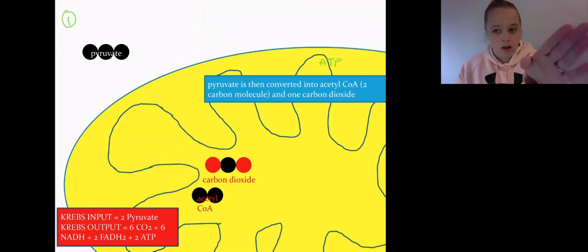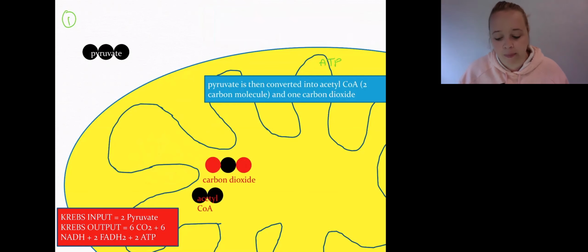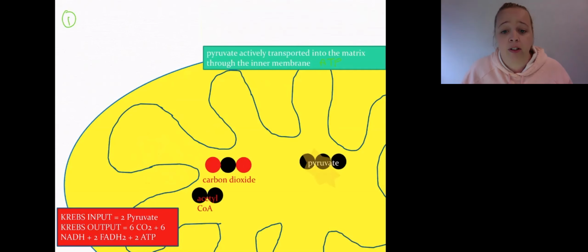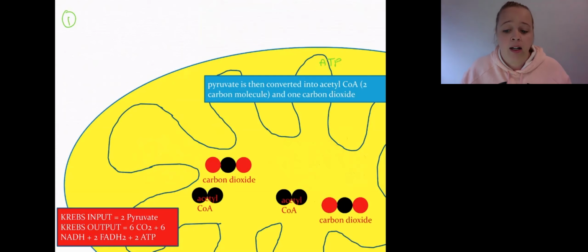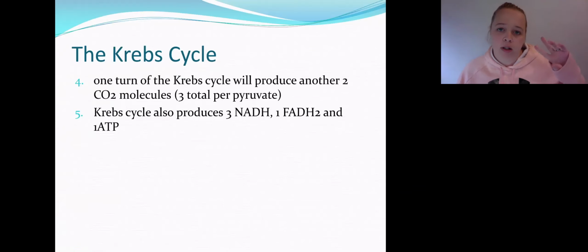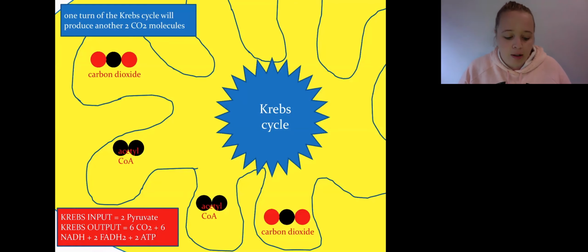But what can you notice over here? We've still got, up in the top left-hand corner, some pyruvate. So it's going to happen again. The pyruvate's going to diffuse through the outer membrane, get actively transported through the inner membrane, and get converted into acetyl-CoA and a carbon dioxide. Okay, after that, it needs to go through another turn of the Krebs cycle, and we're going to produce another 2 carbon dioxide per pyruvate. So let's see how we go.